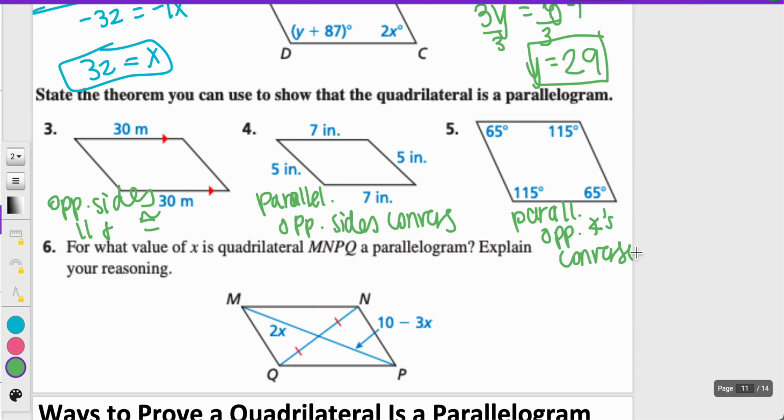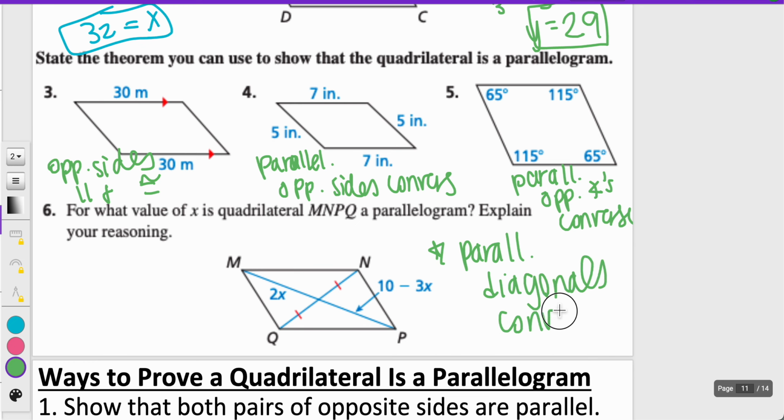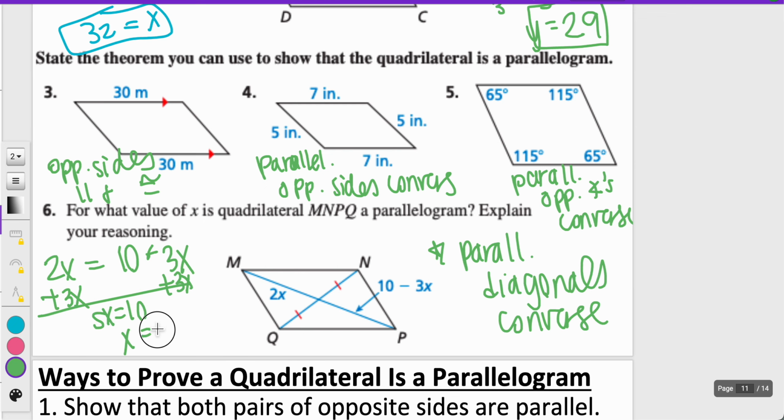Okay? For number 6, for what value of x is quadrilateral MNPQ a parallelogram, and explain your reasoning. So MNPQ is a parallelogram using the parallelogram diagonals converse, and that just states that my diagonals of 2x are equal to 10 minus 3x. So as I solve for x, I get 5x is equal to 10, or x equals 2.